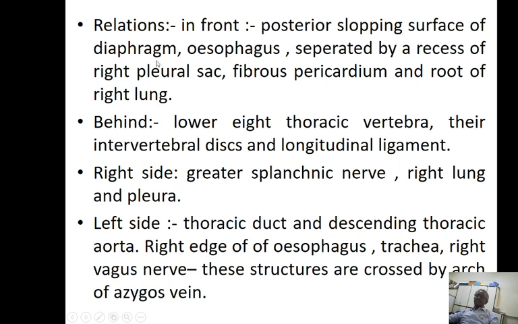Then relations. The azygos vein is related in front to the sloping surface of the diaphragm, the esophagus separated by a recess of the right pleural sac, the fibrous pericardium and the root of the right lung. Behind are the lower 8 thoracic vertebrae, intervertebral discs and the longitudinal ligament. On the right side, the greater splanchnic nerve and right lung; on the left side, the thoracic duct, descending thoracic aorta, right edge of the esophagus, trachea, and right vagus nerve. These structures are crossed by the arch of the azygos vein. So it is crossing so much, and we have relations with many structures: the thoracic duct, descending thoracic aorta, right edge of the esophagus, trachea, and right vagus.